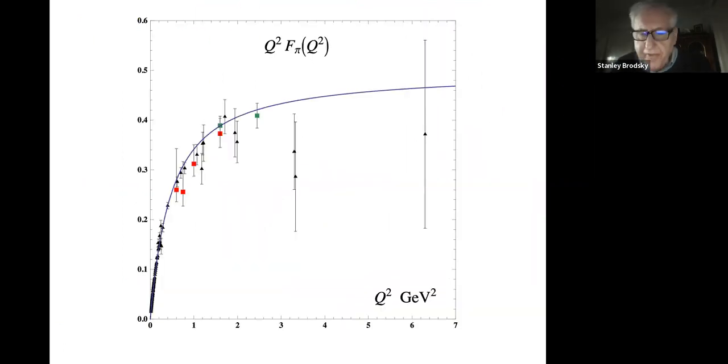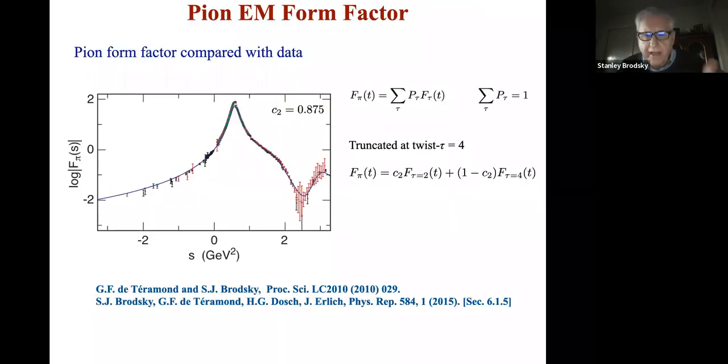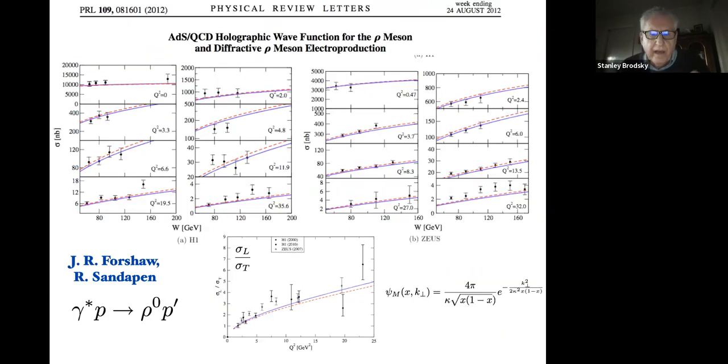When you compute the form factors using these light-front wave functions, you get the asymptotic behavior 1 over q squared, and it goes right through the data. You can also do the time-like behavior too. I'll skip this for now.